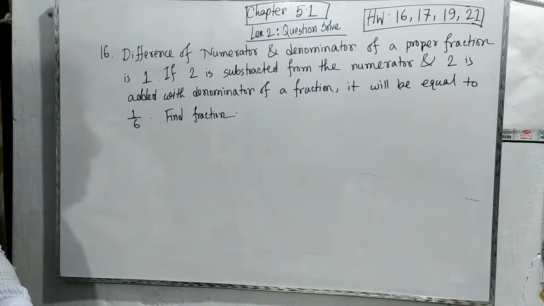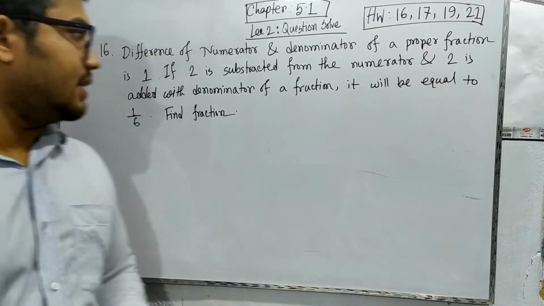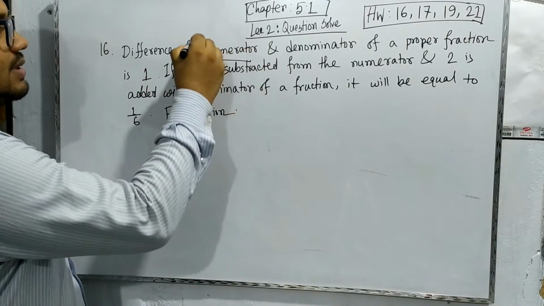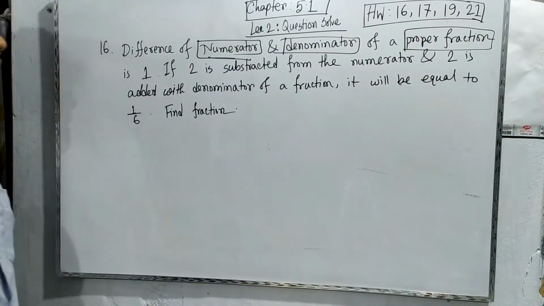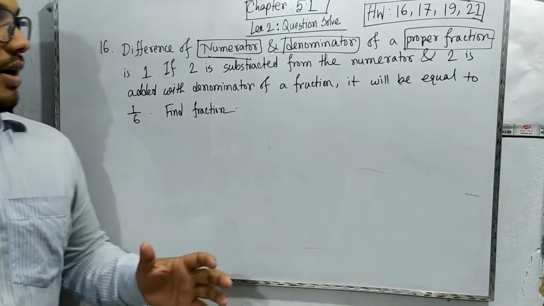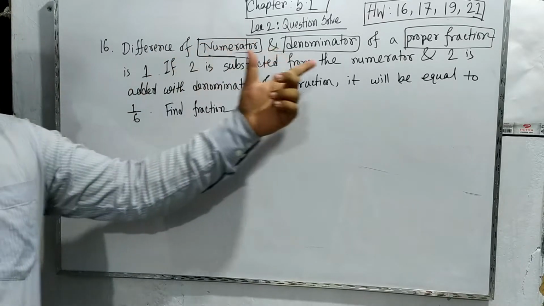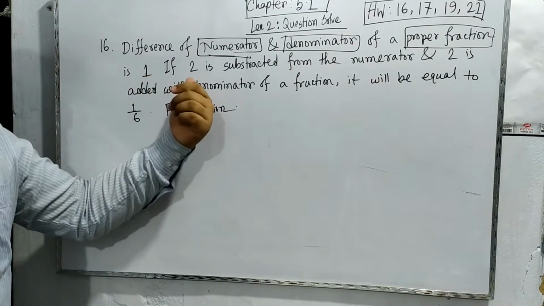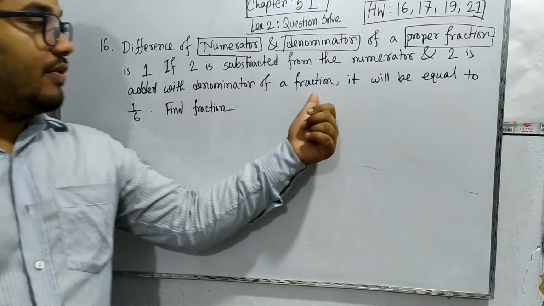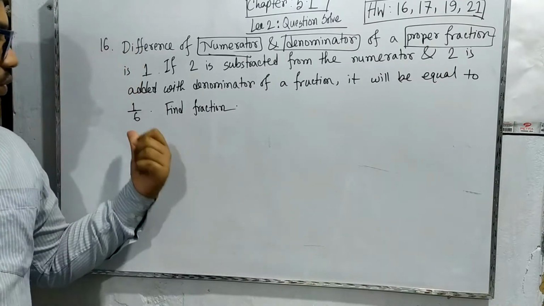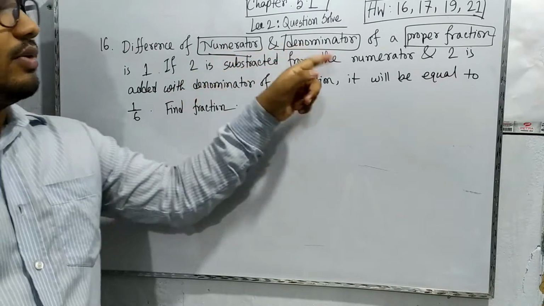Question number 16 says that the difference of numerator and denominator of a proper fraction is 1. If 2 is subtracted from the numerator and 2 is added to the denominator of the fraction, it will be equal to 1/6. Find the fraction. There are some very important words here: numerator, denominator, and proper fraction. We have to have a very clear concept about these three words. So first of all, we are talking about what is numerator and what is denominator.